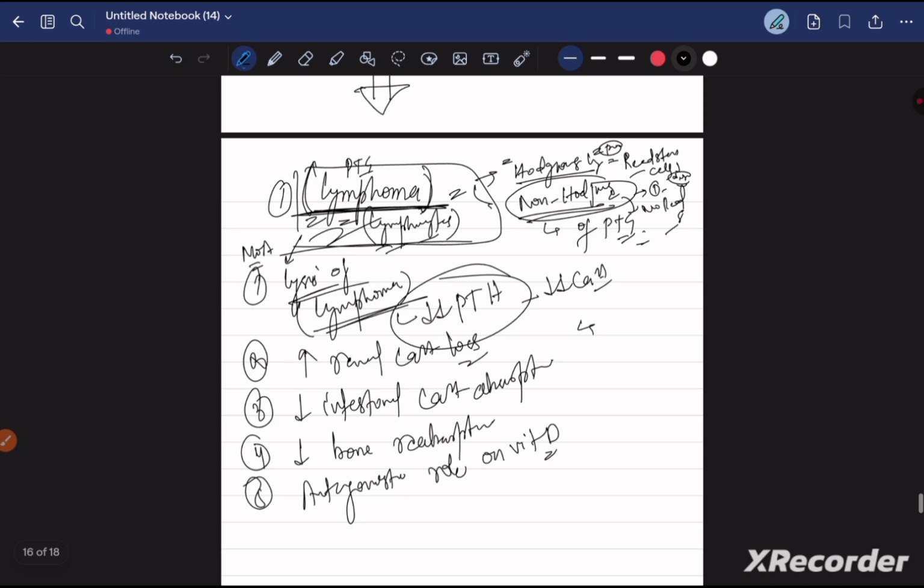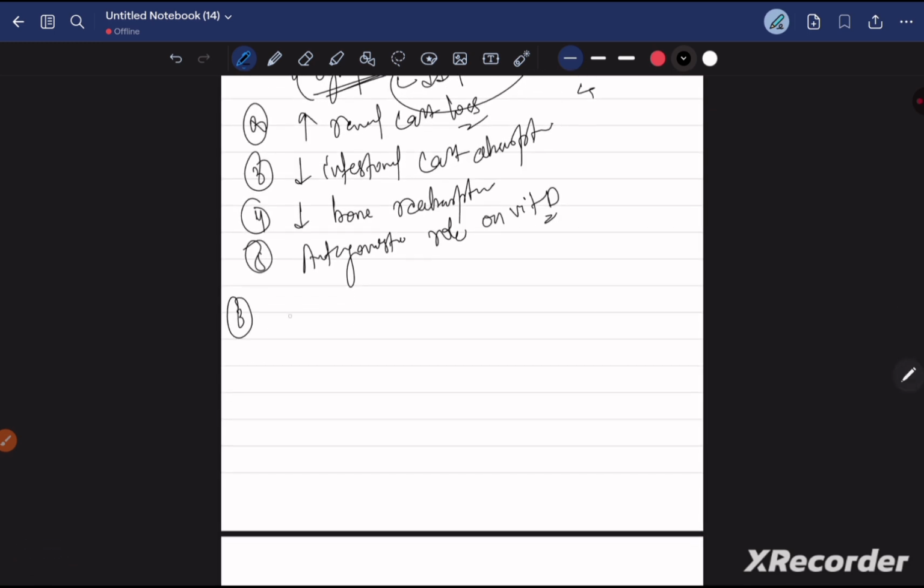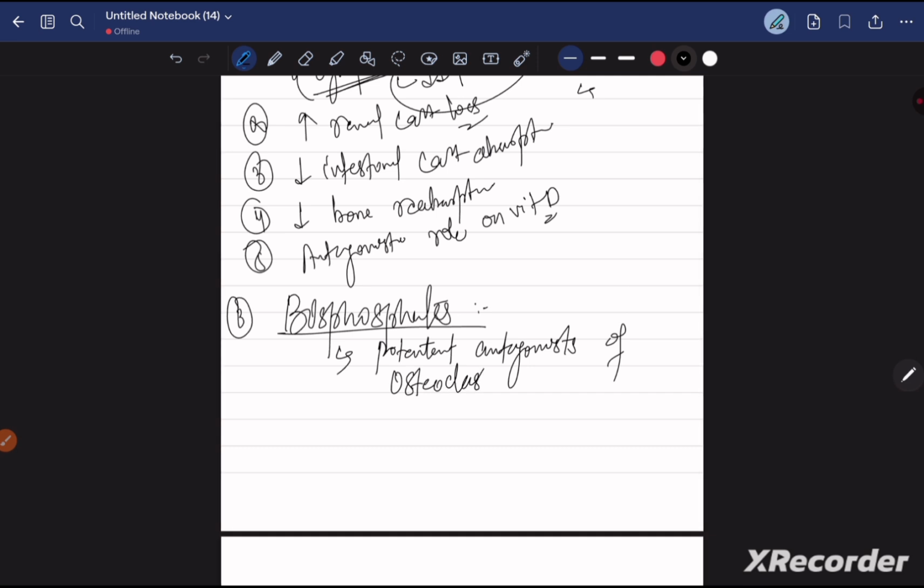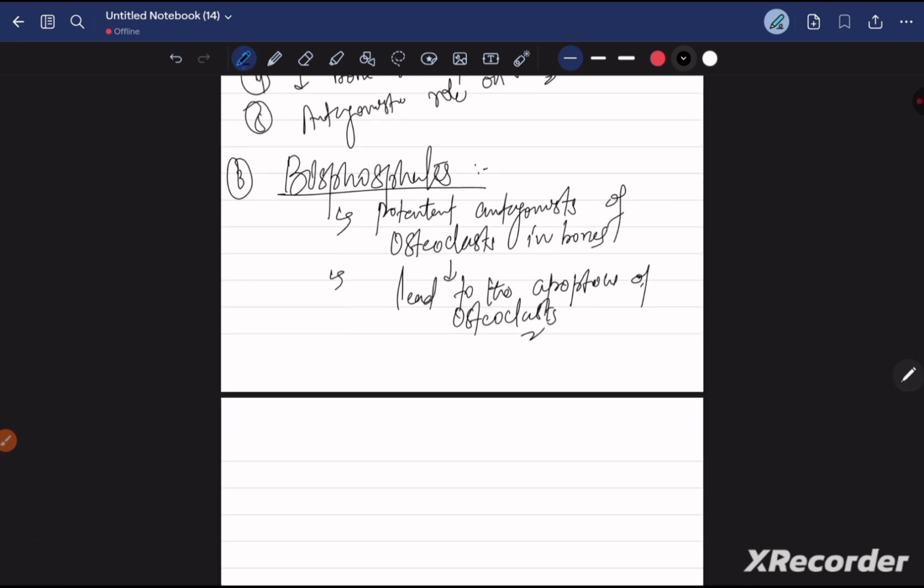So these are also used. So this is the second therapy. Third approach is using bisphosphonates. How do these bisphosphonates work? These are potent antagonists of osteoclasts in bones. They lead to the apoptosis of osteoclasts. Okay, when the osteoclasts are dead, there will be no reabsorption of calcium from the bones, so it will decrease the calcium level in the blood. So remember how they work.